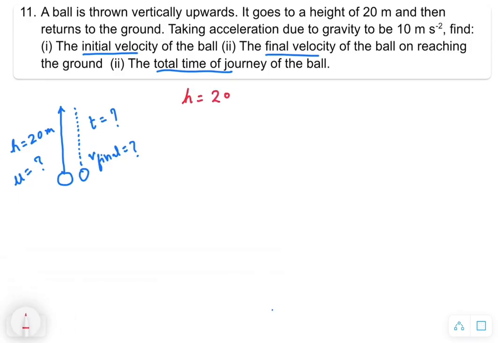Maximum height to which the ball reaches is 20 meters. Acceleration due to gravity is 10 meters per second square in this problem. Final velocity at the maximum height. Okay, when the ball is at 20 meters height, its velocity would be 0. Now let's find the initial velocity.